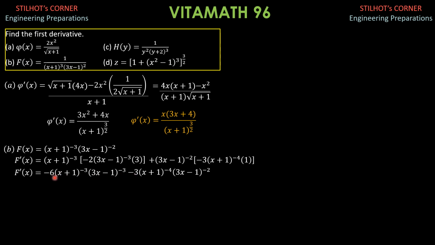Factor out negative 3. Then for x plus 1, the lowest is x plus 1 to the negative 4. For 3x minus 1, the lowest is 3x minus 1 to the negative 3. So negative 3 times quantity x plus 1 to the negative 4, then 3x minus 1 to the negative 3.